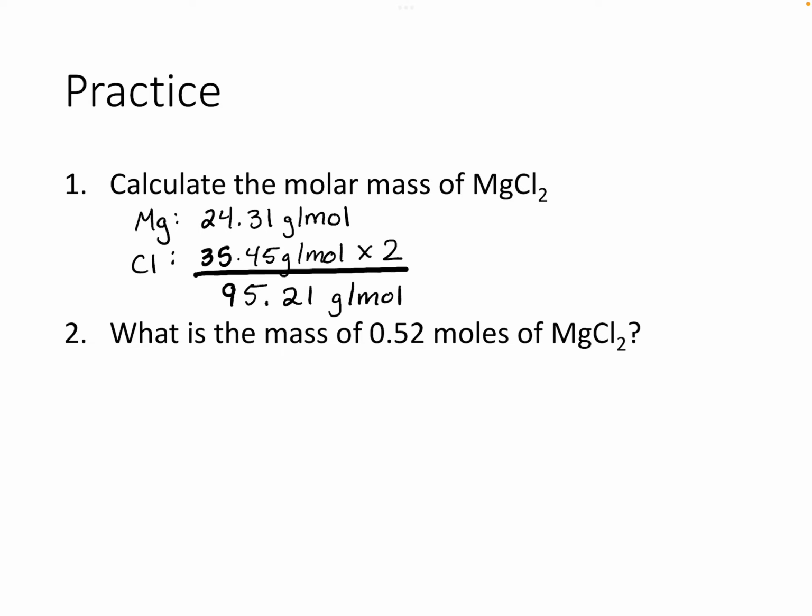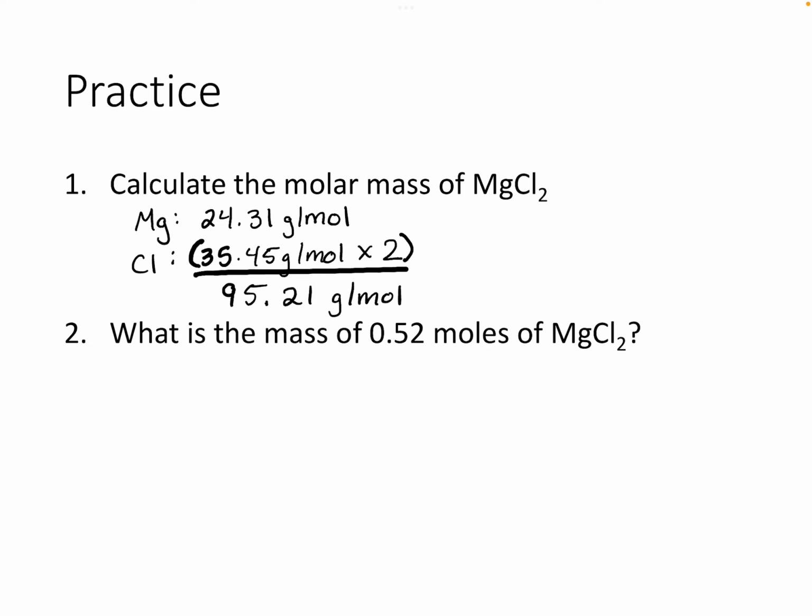Now, if you're plugging this into your calculator, remember to put parentheses around 35.45 times 2. Otherwise, you're going to multiply everything by 2. And we only want to multiply the mass of chlorine by 2, not magnesium.